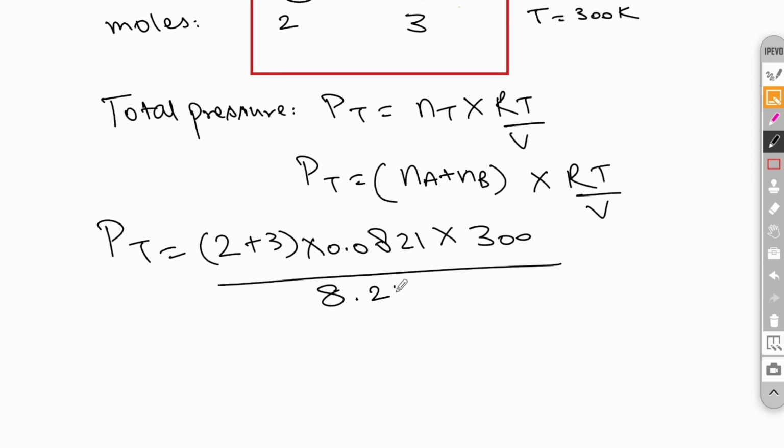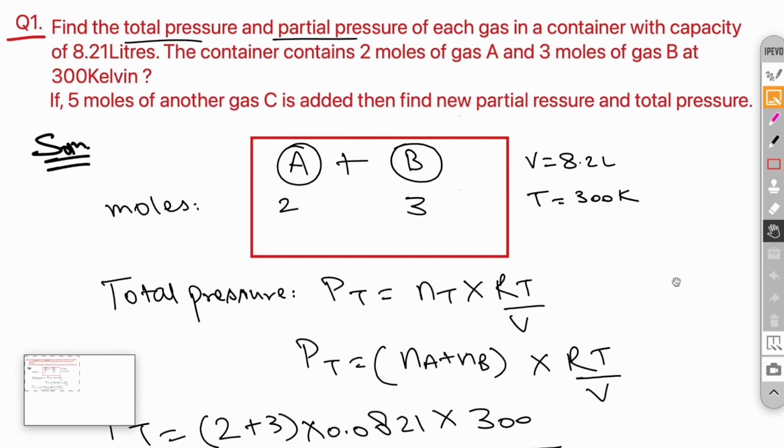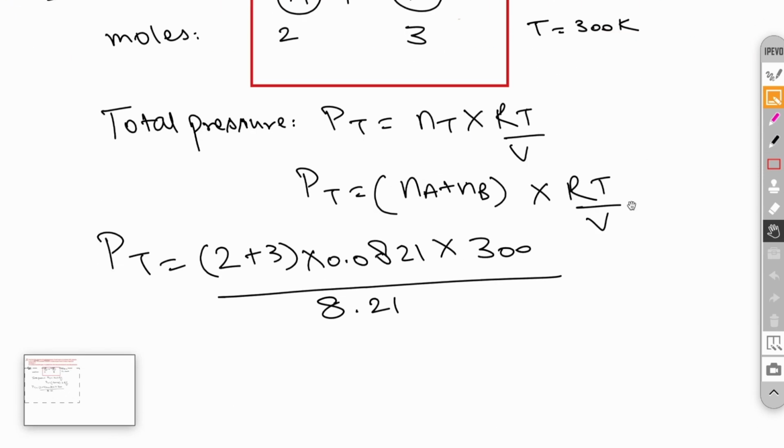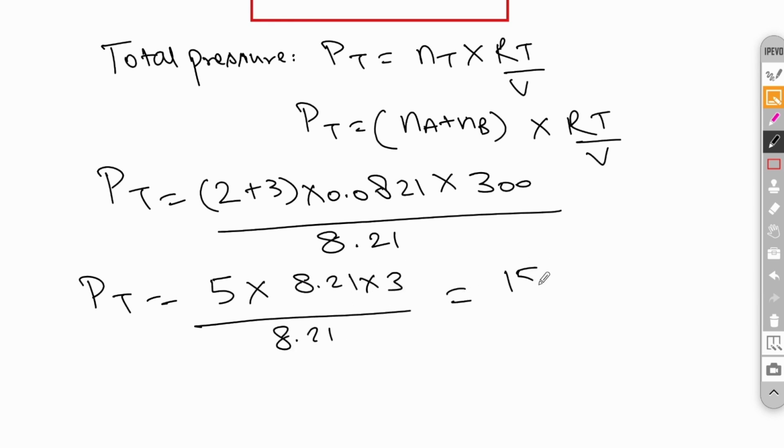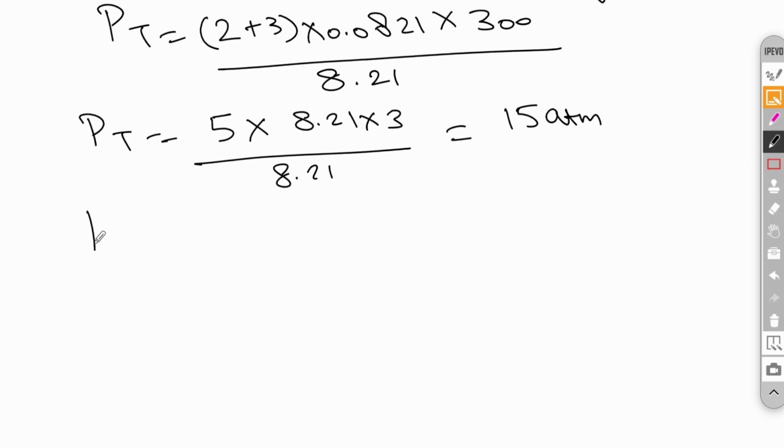So if you solve this, here it is 8.21. After solving this, we'll get 15 atm, right? 5 multiplied by 3, because 8.21 and 8.21 will be cancelled out, so 15 atm. This is our total pressure for the first part.